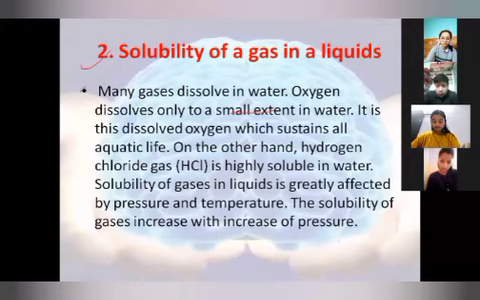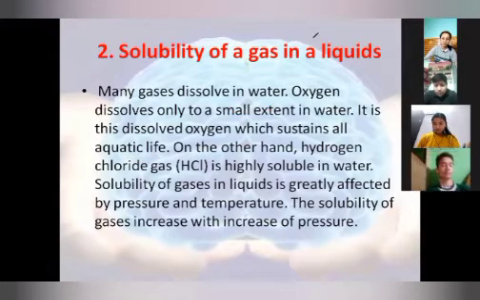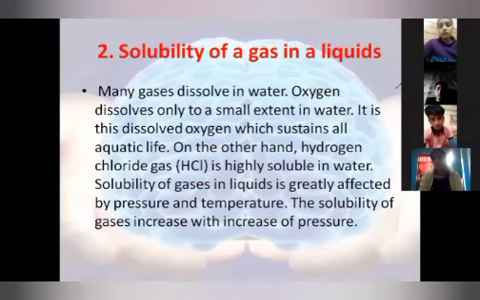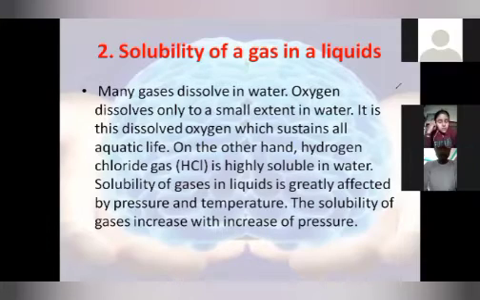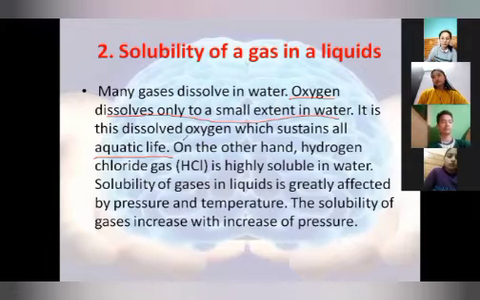Then solubility of gas in liquid. Dear students, you know many gases dissolve in water, in which oxygen dissolves only in small amounts. It is this dissolved oxygen which sustains all aquatic life. How is aquatic life getting oxygen, although they are always living inside the water? Although they are living in water, inside the water there is some oxygen that is dissolved. The aquatic life takes that oxygen which is present in the water. That is called oxygen demand, BOD, biological oxygen demand, which you studied last year in the environment chapter.